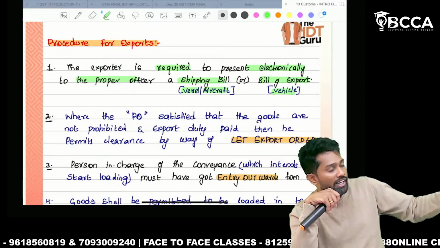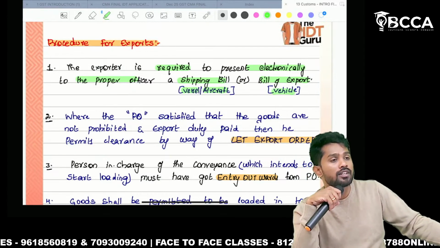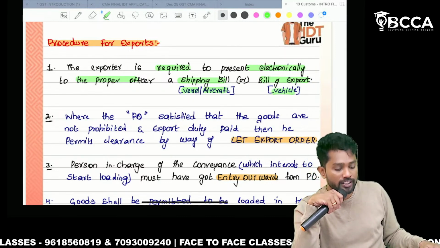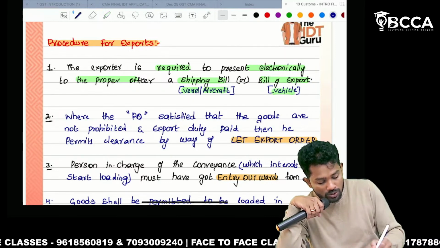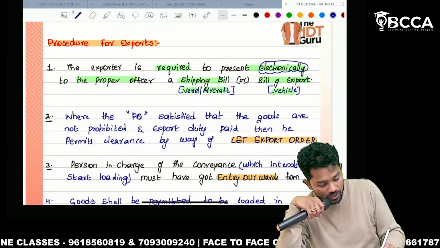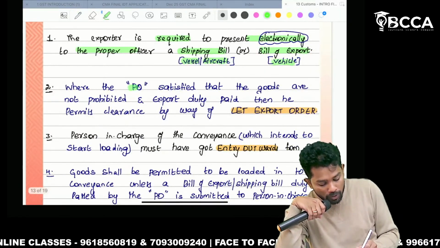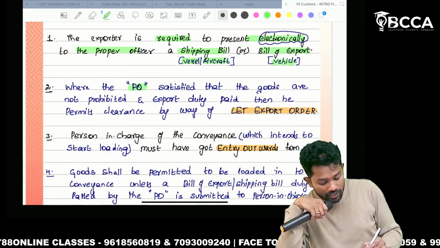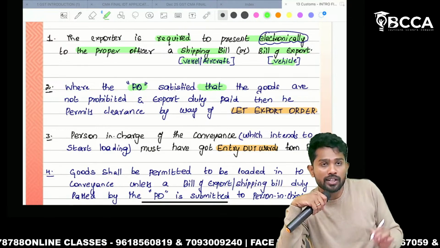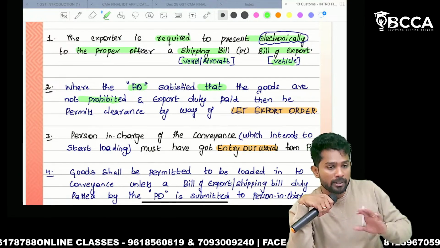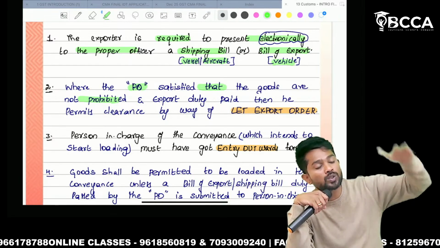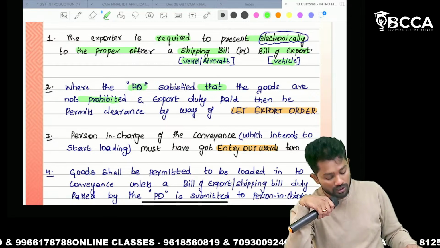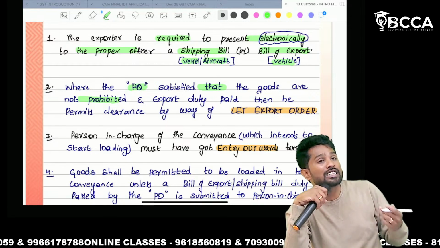In case of aircraft or shipping vessel, you need to present a shipping bill. Whereas in case of land route, it is bill of export. It has to be presented electronically, I mean online only. Then the proper officer will verify the bill of export or shipping bill you presented. And once he is satisfied that these goods are not prohibited, I mean those goods are allowed to export, there is no restriction, bar or prohibition on them, he'll verify that and check if any export duty is applicable.